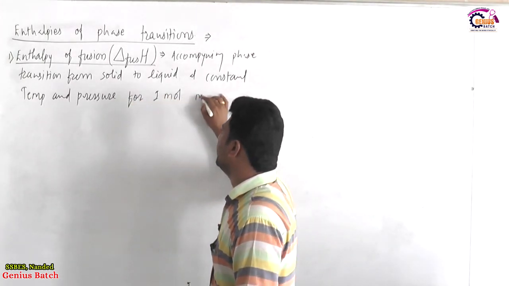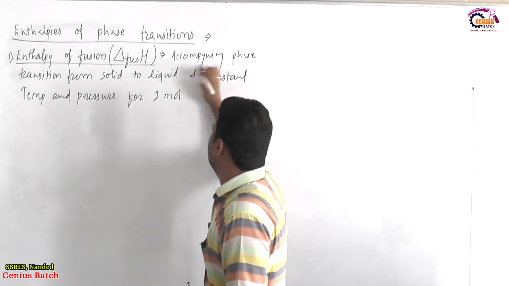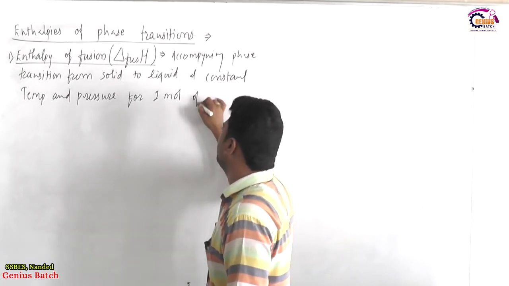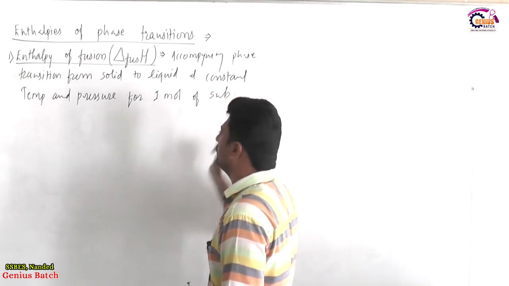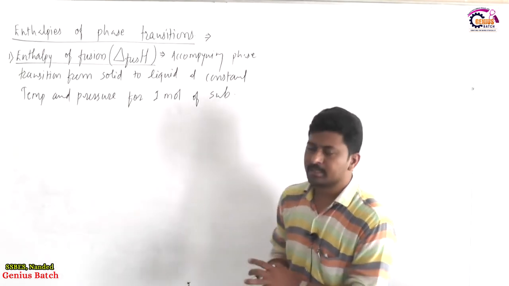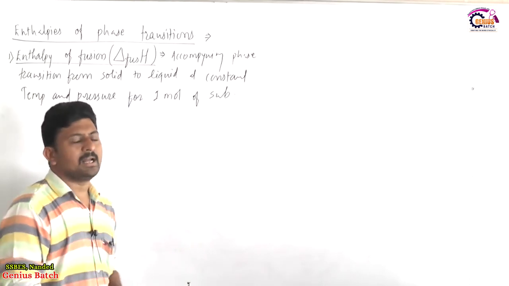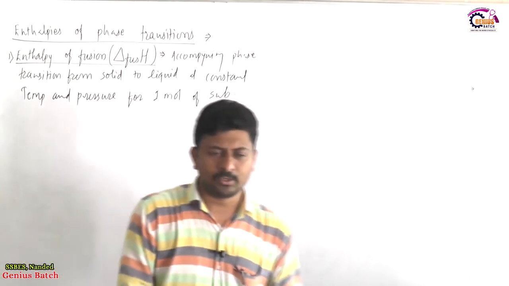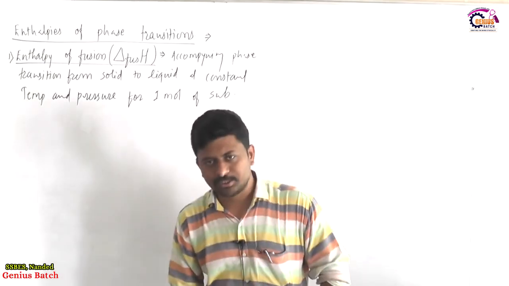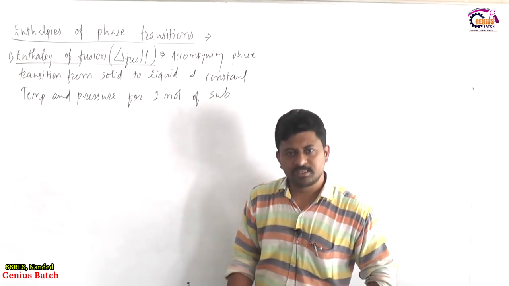For 1 mole, when we state, we define the amount, fix the amount, and that corresponding enthalpy change is called the enthalpy of fusion. The enthalpy change accompanying conversion of 1 mole of solid into liquid at a constant temperature and pressure is called its enthalpy of fusion. Easy now it is.